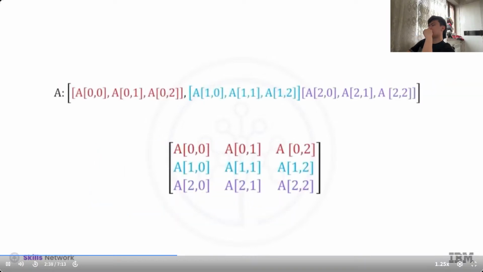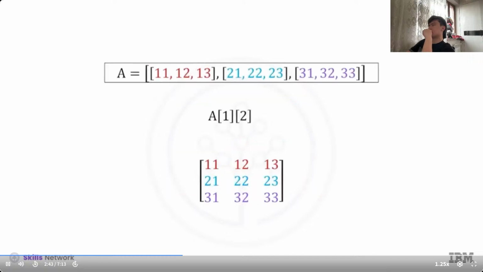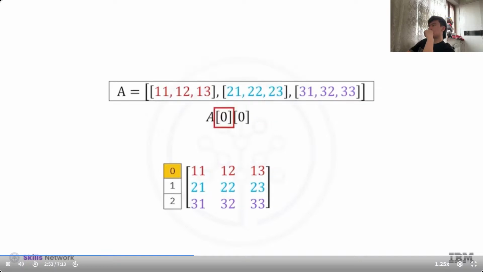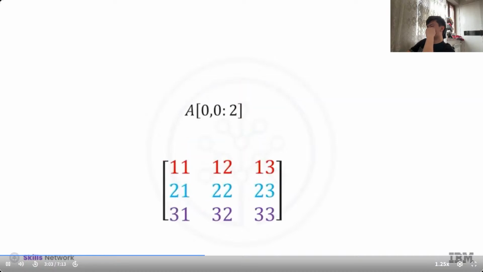We can also use a single bracket to access the elements as follows. Consider the following syntax. This index corresponds to the second row, and this index the third column. The value is 23. Consider this example. This index corresponds to the first row, and the second index corresponds to the first column, and a value of 11.